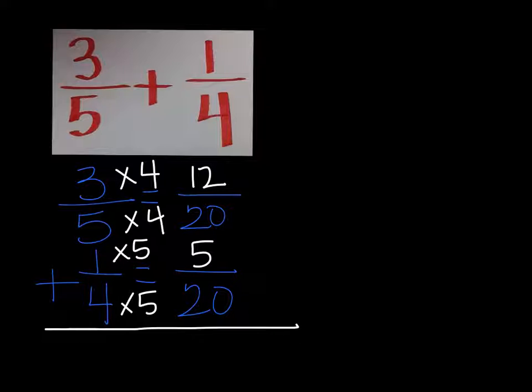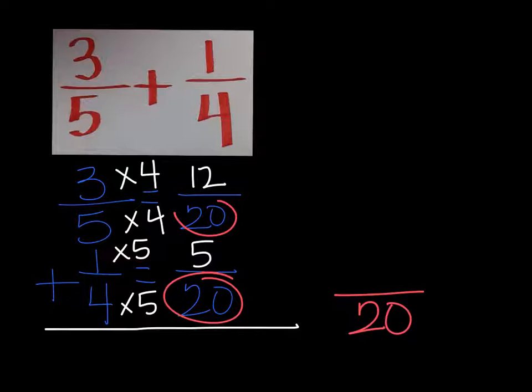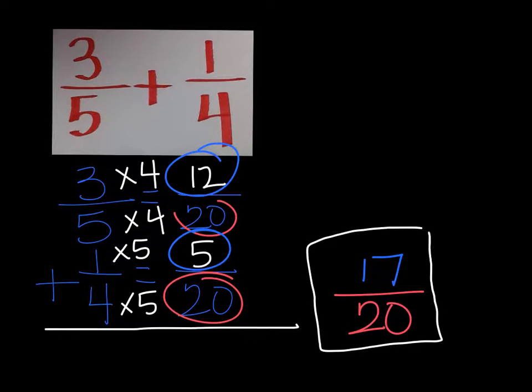And now, since I have a common denominator, I keep my denominator the same, which is 20. So the denominator on the bottom of my fraction is 20. And then I go ahead and add my numerators. 12 plus 5 is 17. So I take a look at my fraction and I realize that I cannot divide 17 by 20 by any common factors. So that answer is in simplest form, and that is my final solution, 17/20.